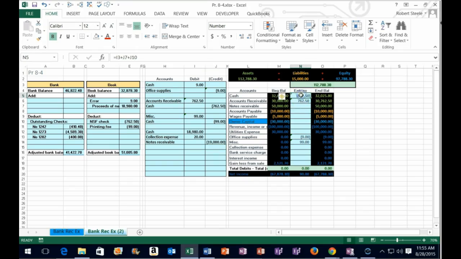I'm going to double click on cash and go to the end of it and say plus. Then I'm going to point to this 18,980 and enter. Now our cash balance matches there.